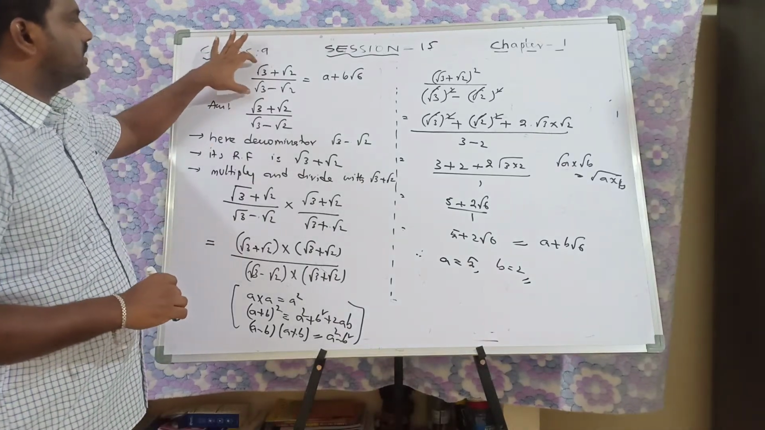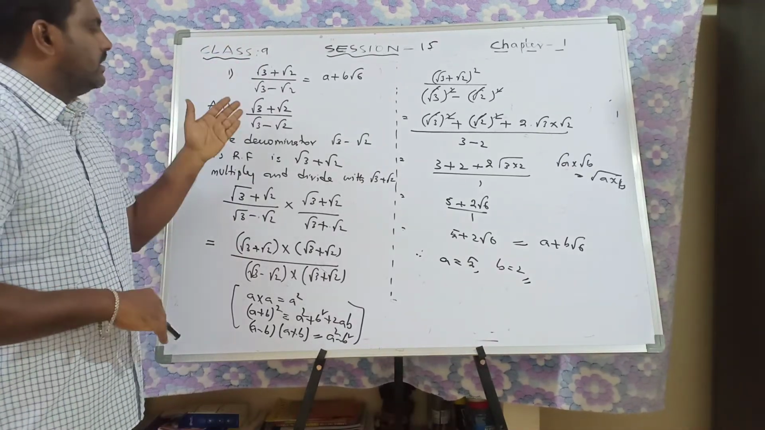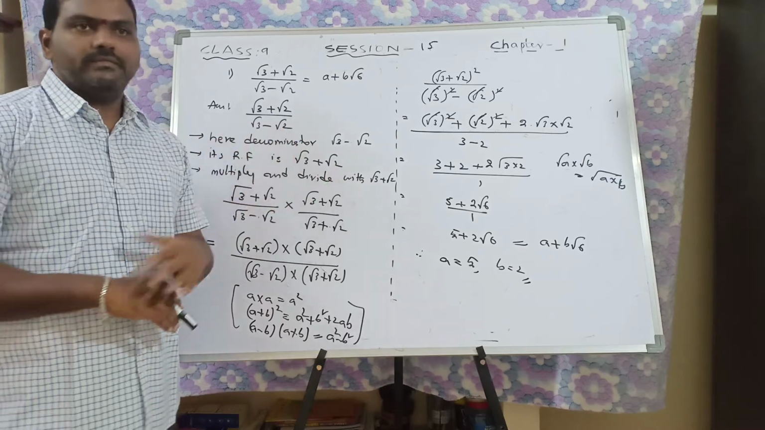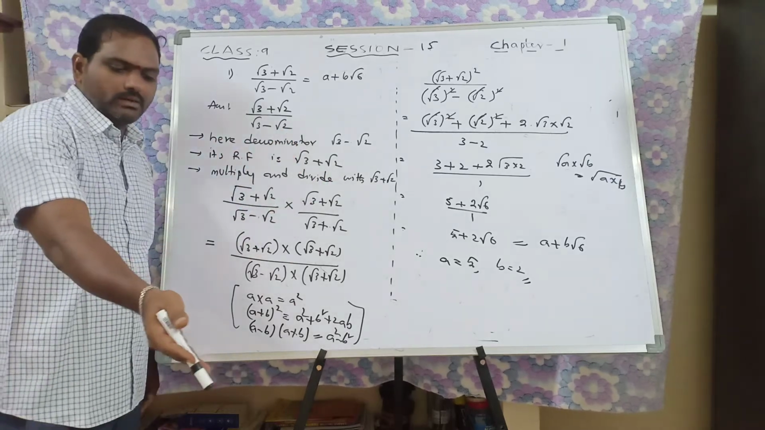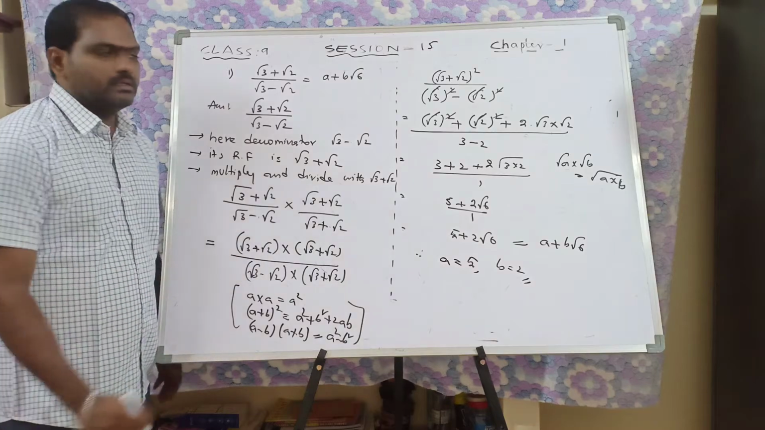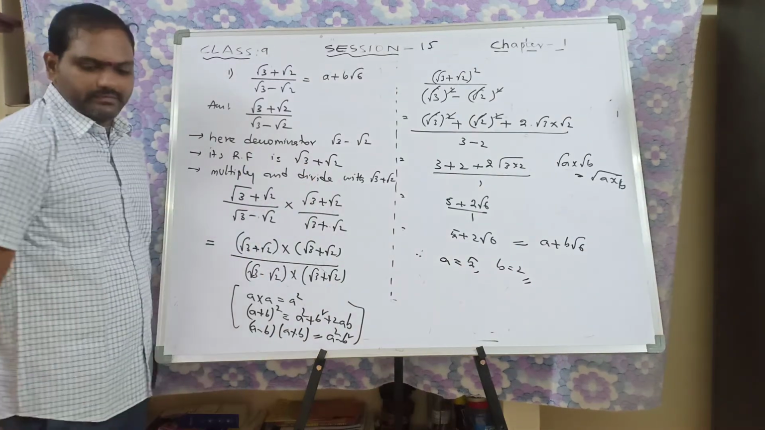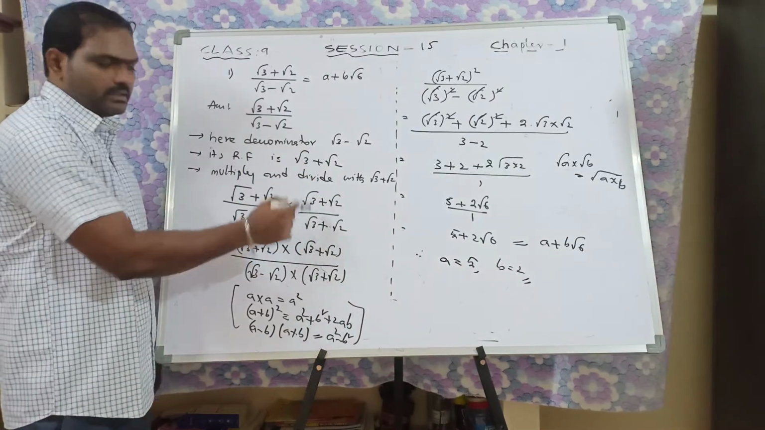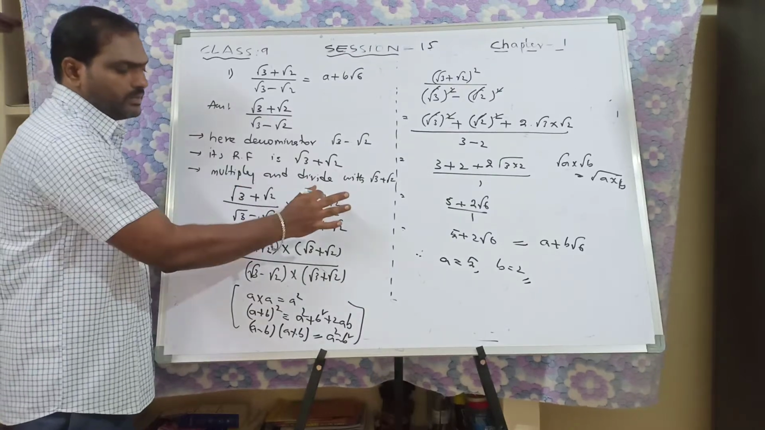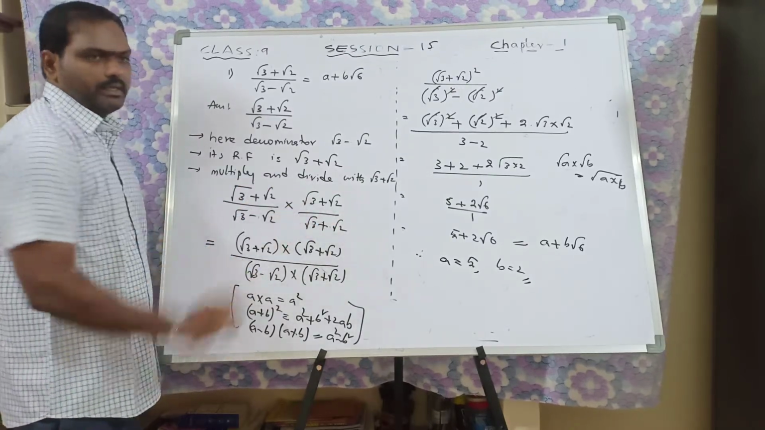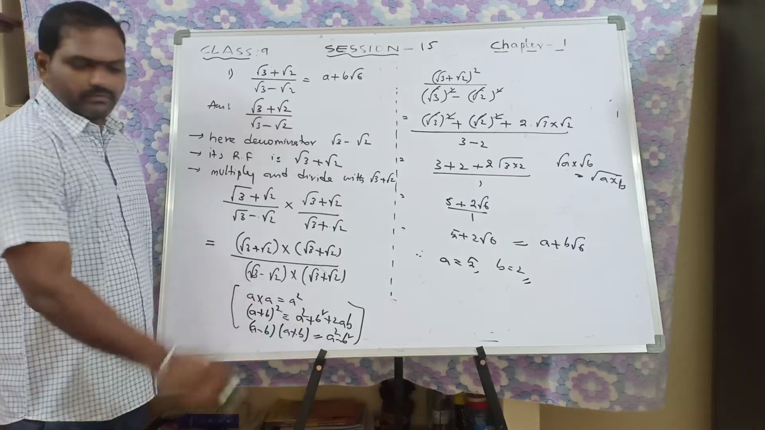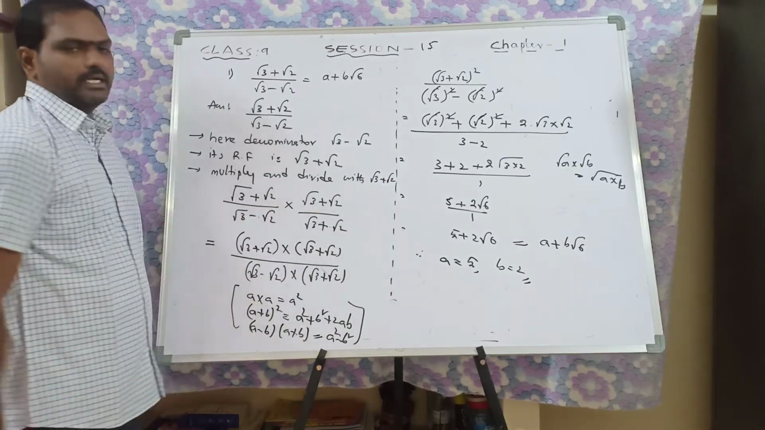First we have to take the denominator and take its rationalizing factor. We have already done rationalizing the denominator, the same sums. Then once you take the rationalizing factor, multiply and divide with it. Then multiply the numerator with numerator and denominator with denominator, and we have to follow some formulas. Basing on the formulas, we will get the answers.